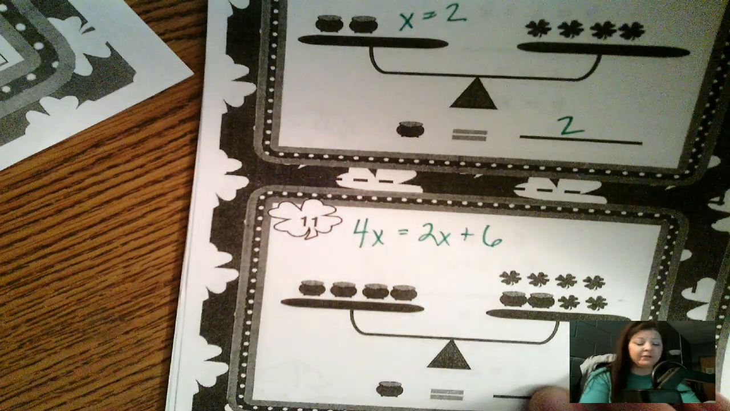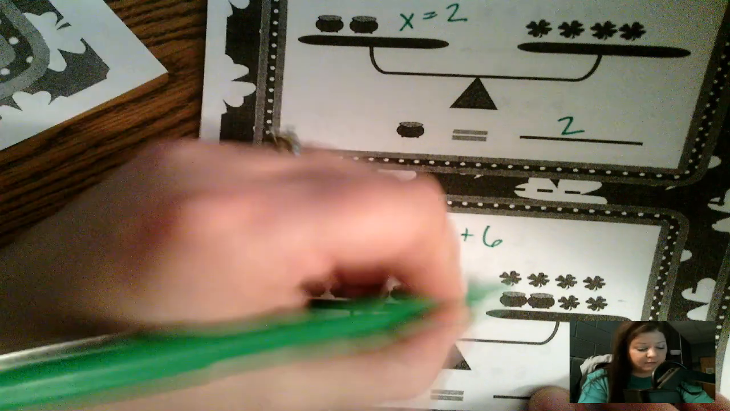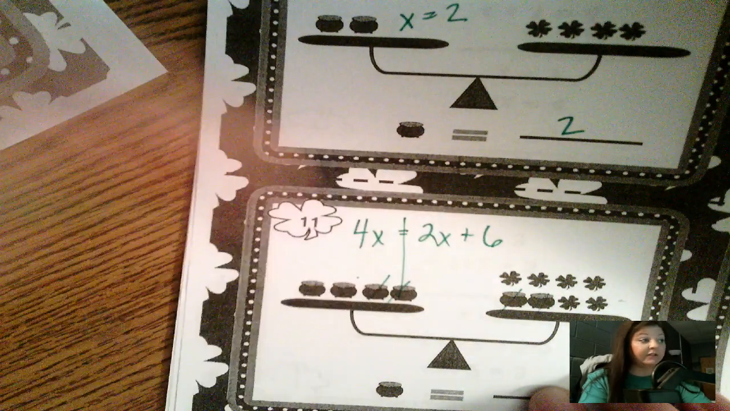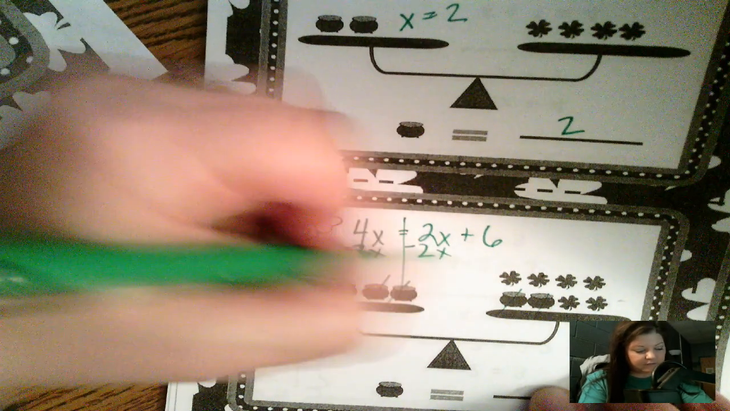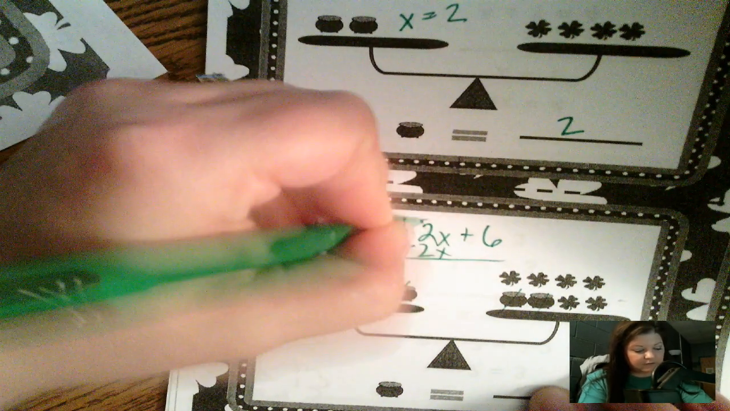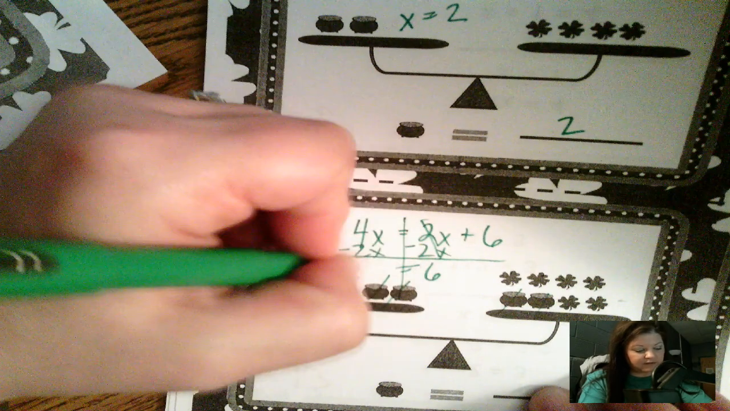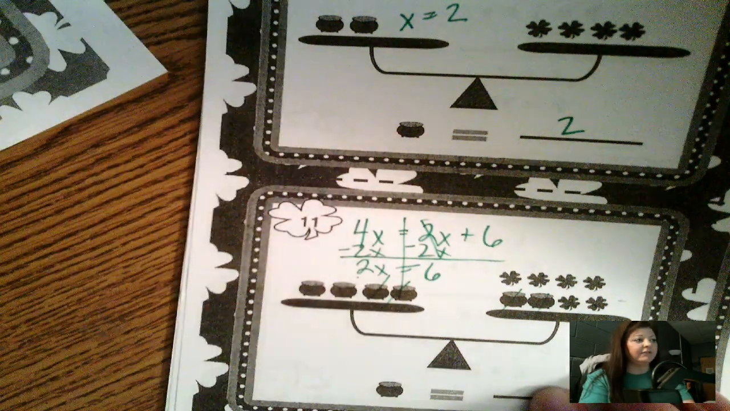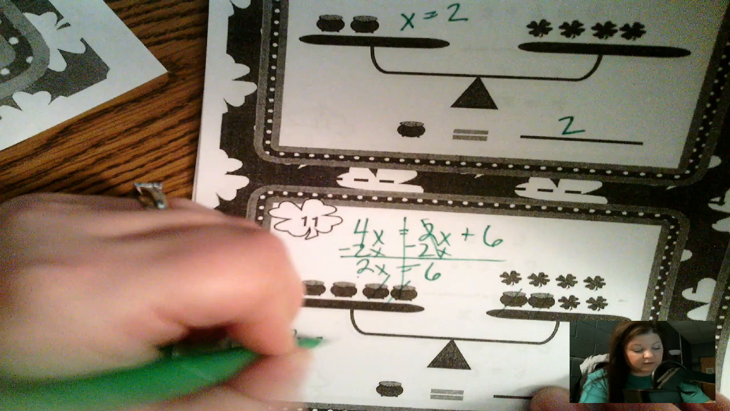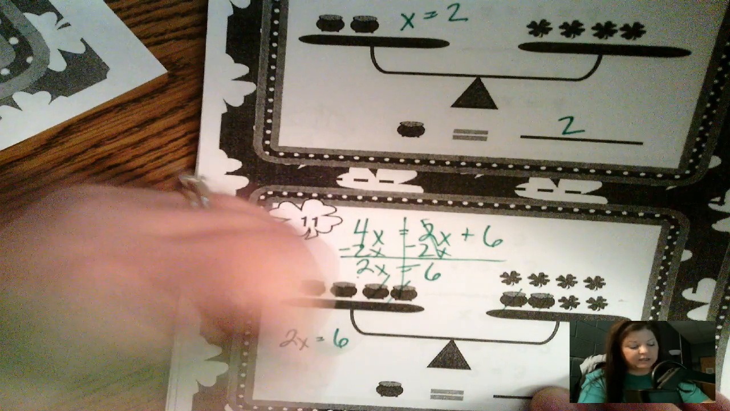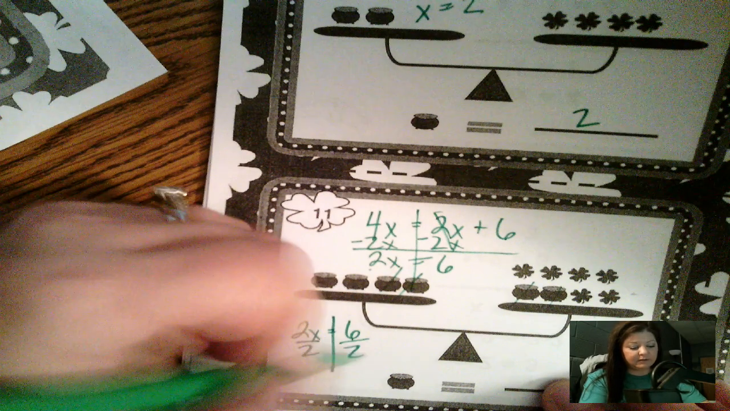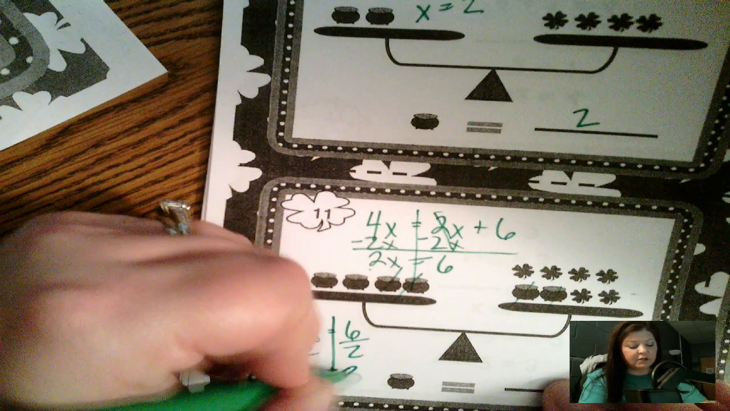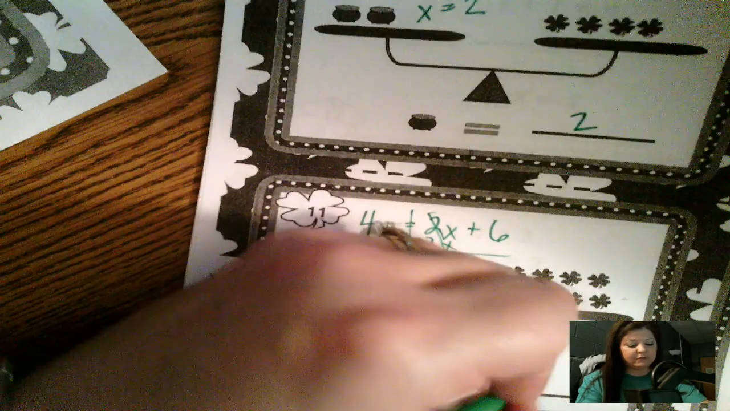So we don't have any clovers to take away, so we're going to take away our pots of gold by subtracting 2 on each side. Take away 2x. This is 6. This is 2. Now, I have 2x equals 6. Now I can divide by 2, x is equal to 3 clovers. So x equals 3. Okay.